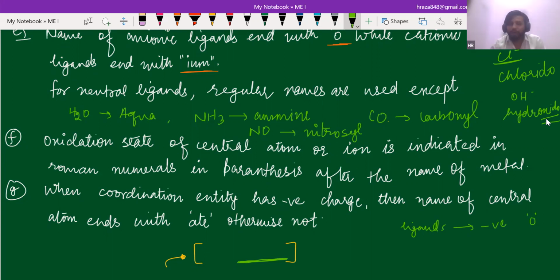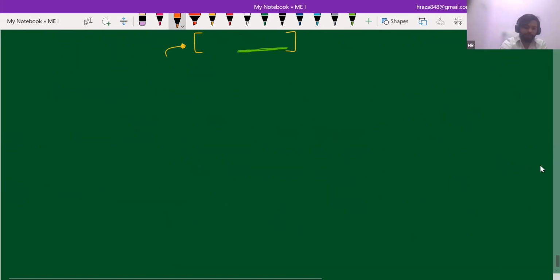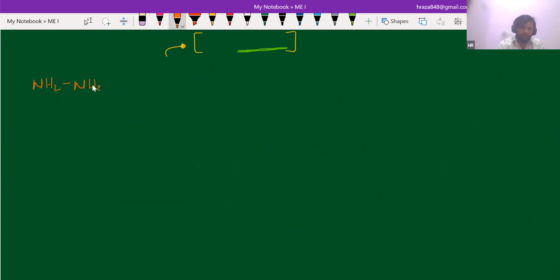This is what you need to take care of. You are going to write the names of the ligands in alphabetical order. If the ligand is negative, you end its name with O, and if the ligand is positive, you end its name with IUM. For example, if you have NH3 positive, which is hydrazine, we are going to write hydrazinium.